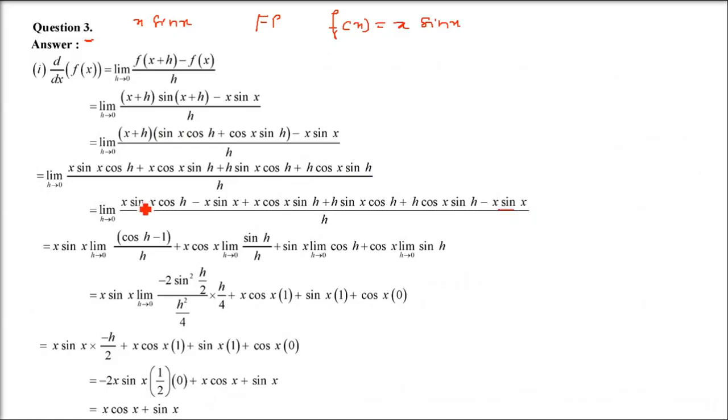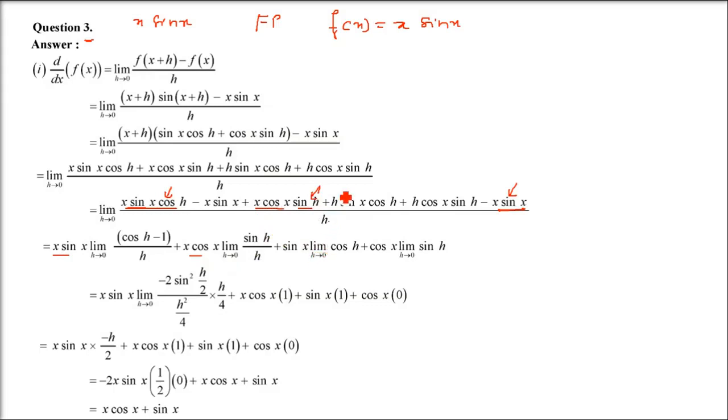Now you have this x sin x. So what we are doing here, we are taking this x sin x cos h and minus x sin x, we are taking x sin x common. So cos h minus 1 will come, and then what we have here, this x cos x, and sin h is there, and everywhere h is the divisor, so h will come everywhere. x cos x we are taking outside, and then sin h by h will come.